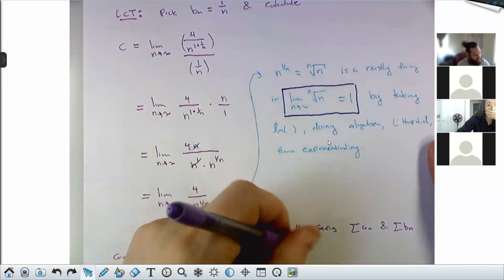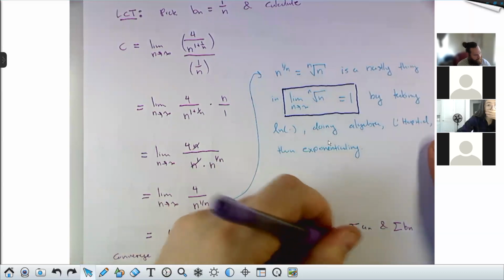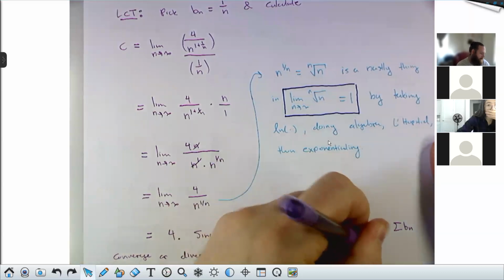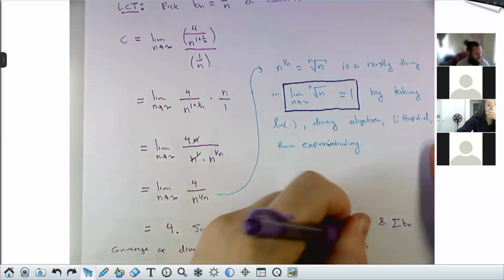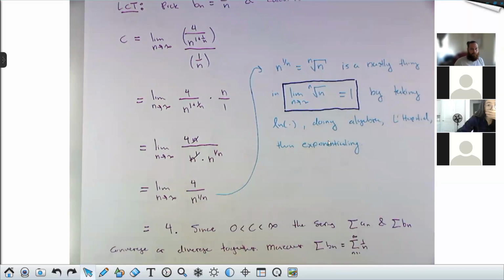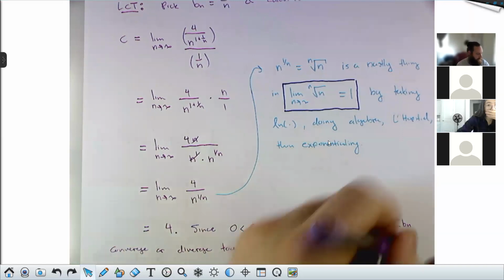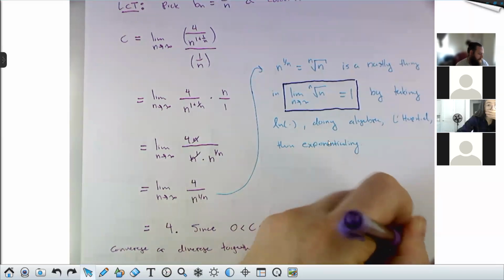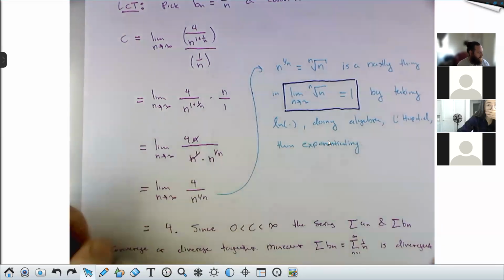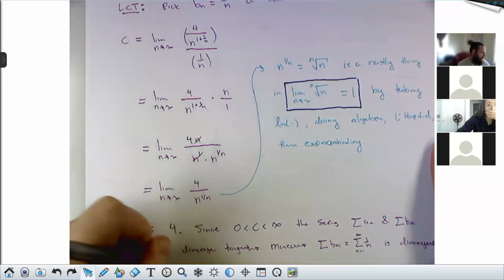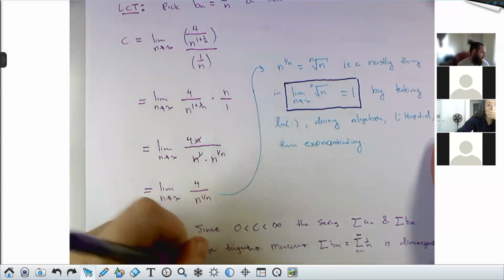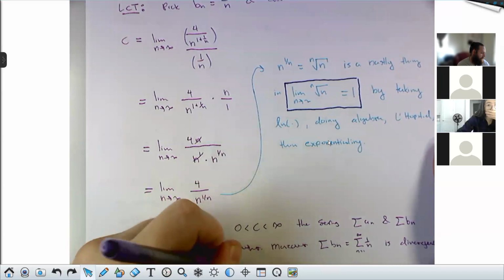Moreover, sigma bn is sigma 1 over n. Is this series convergent or divergent? Sigma 1 over n. Very good. This is a divergent series. It's the harmonic series. Or you could say it's a P series with p equal to 1, which is less than or equal to 1.